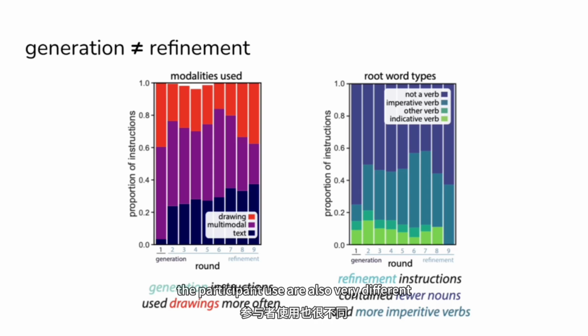And the text the participants use is also very different. On the right plot, you see for the generation round, the first round, there are more nouns. And for the later rounds, refinement, there are more verbs and more imperative verbs asking the other participant to modify something of the existing design.